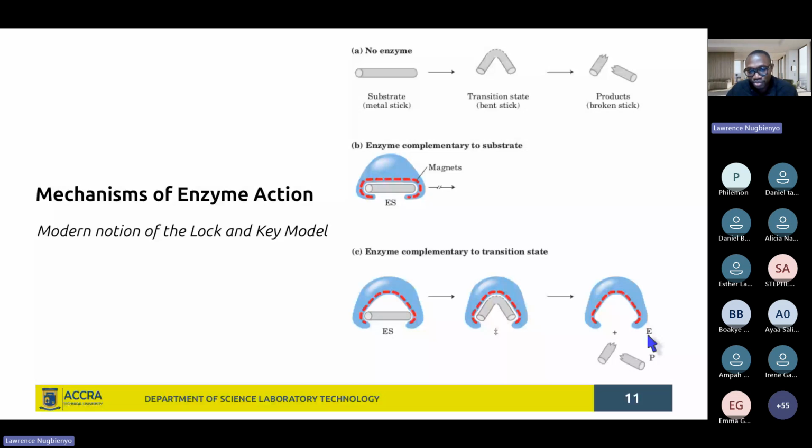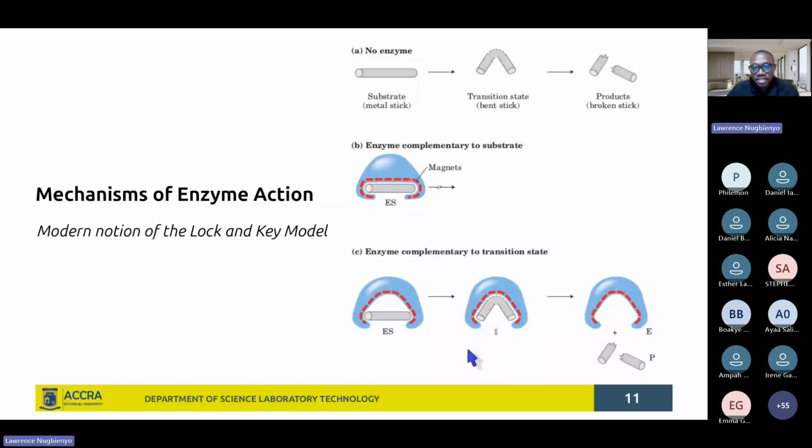So there was supposed to be rather the transition state that will sort of fit into the substrate, into the enzyme. But at that transition state, already bonds are going to be weak, and so they can be broken. And once they are broken, you can have new bonds formed, and then you have products that will be formed.